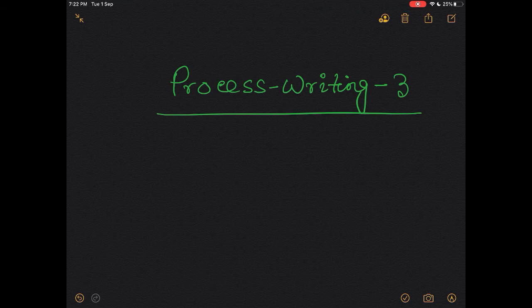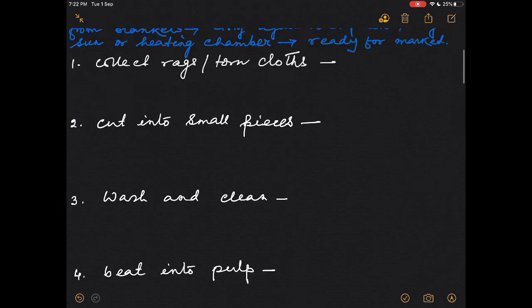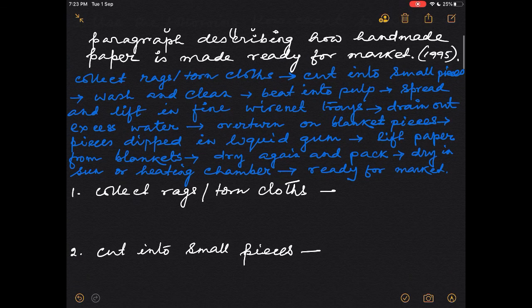See the instruction first. Use the following flowchart to write a paragraph describing how handmade paper is made ready for market. It was set in the Madhyamik examination of 1995. This is the instruction, and now read the points.